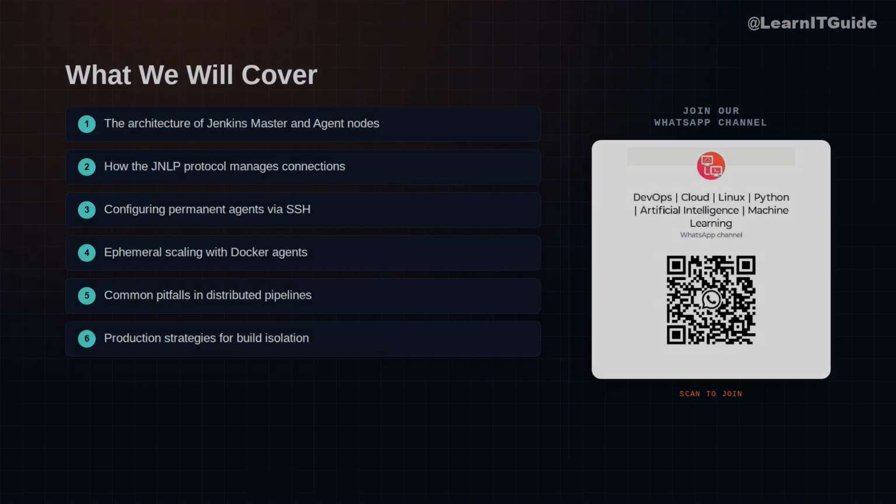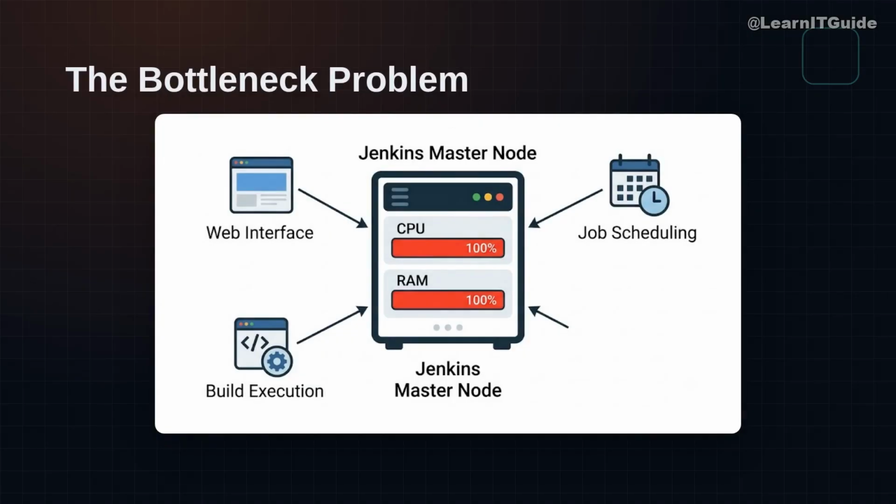Let us get started. So what is the bottleneck problem really? When you run Jenkins on a single server, the master node is doing too much. It handles the web interface, the job scheduling, and the actual compilation or testing tasks. As your team grows, these processes fight for CPU and RAM. You end up with a sluggish interface and builds that fail because the server is out of memory. This is exactly what leads to those frustrating moments where your whole CI or CD pipeline goes down just because one build task went rogue.